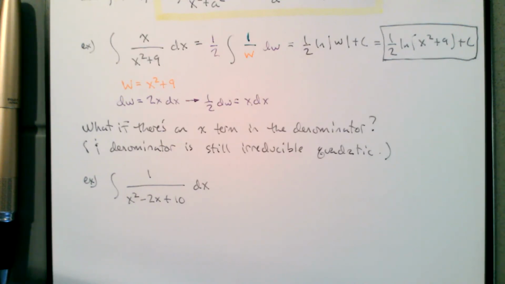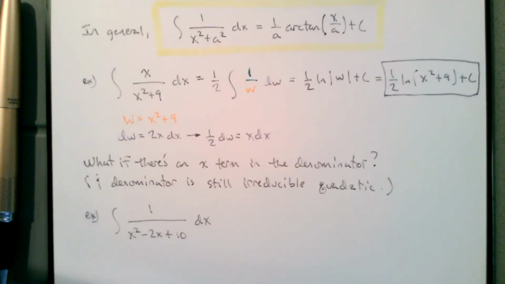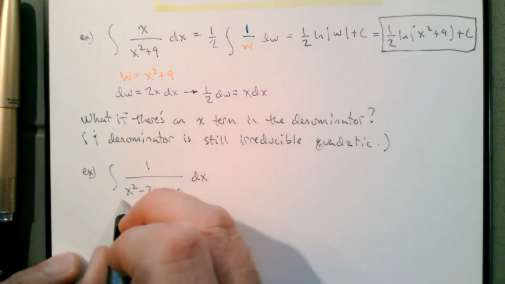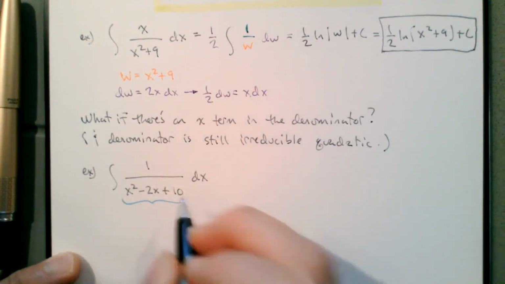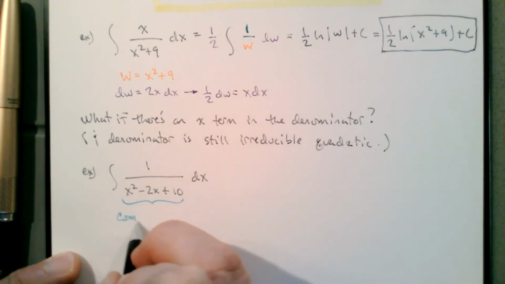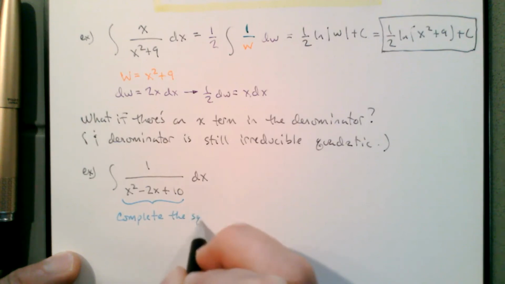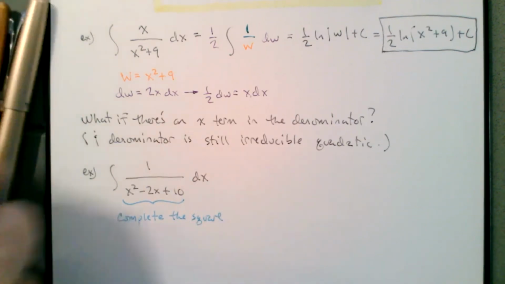There's still an algebraic response to this. I want this to look like 1 over w squared plus a squared. I'm going to substitute my way into 1 over w squared plus a squared so I could use my new general arctangent version of things. And all we're going to do is complete the square. Hit this with the algebra stick. We're going to complete the square, and then substitute.